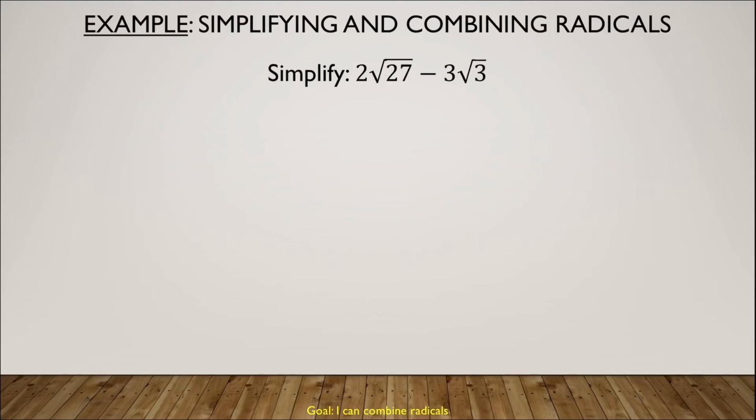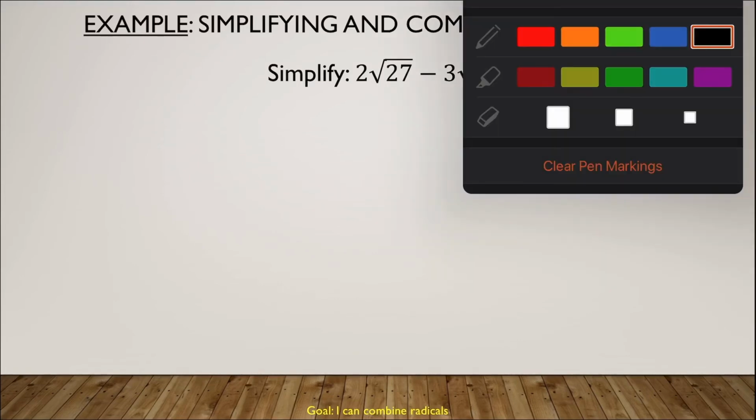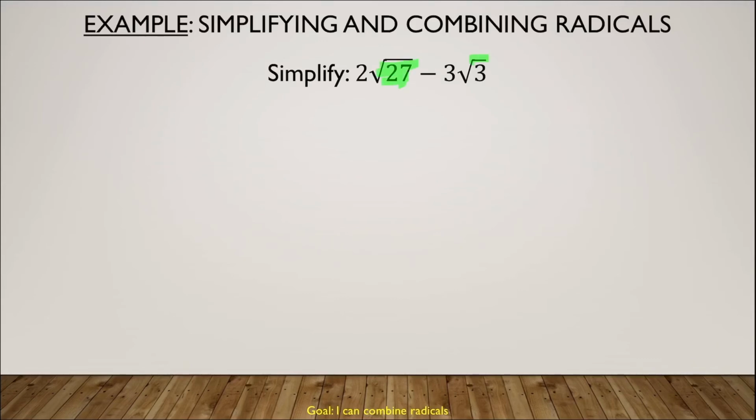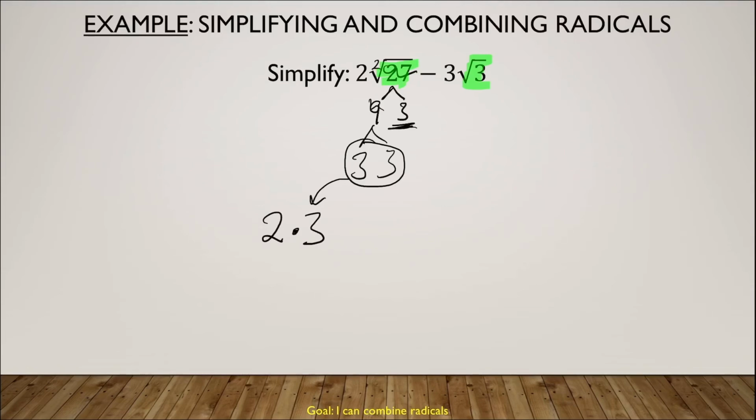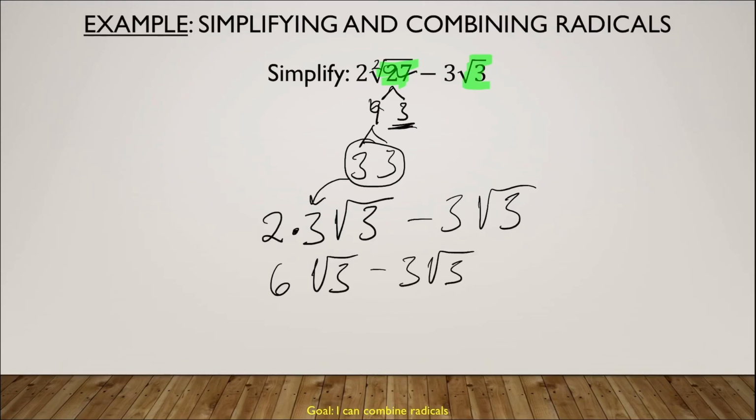Alright, so here's an example. We want to simplify. Notice here that my radicals are different, but I can simplify this square root of 27. I can say, well, that's 9 times 3, and 9 can be 3 and 3. It's a square root, so there's my pair. So I already have this 2 out here. I can bring a 3 out, and then I have a 3 still stuck underneath, minus 3 square root of 3. Well, 2 times 3 is 6. 6 square root of 3 minus 3 square root of 3.